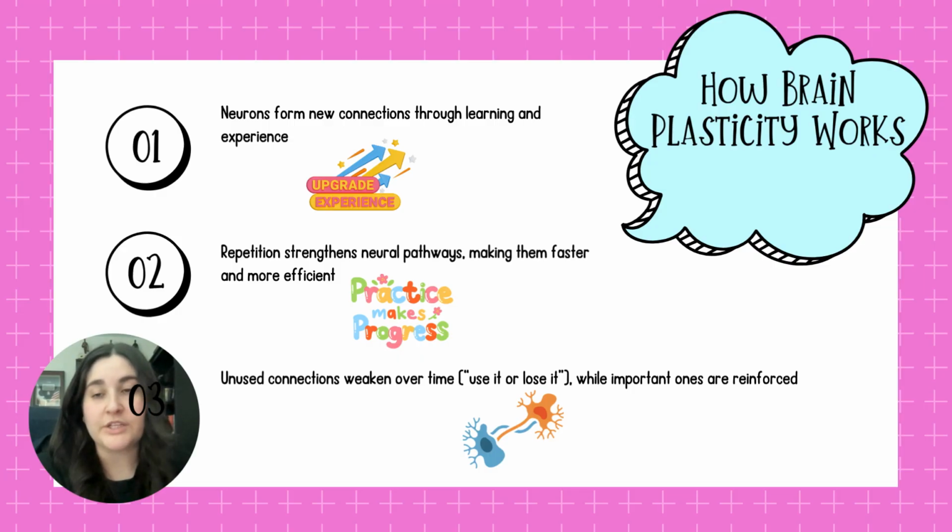Now let's explore how brain plasticity works. Brain plasticity works through changes and connections between neurons. When we learn or experience something new, neurons begin forming new connections. With repetition, these pathways become stronger and more efficient, which is why practice is so important for learning. At the same time, connections that are not used can weaken over time, which is where phrases like use it or lose it come to life. It allows the brain to stay efficient by strengthening what is important and reducing what is not.